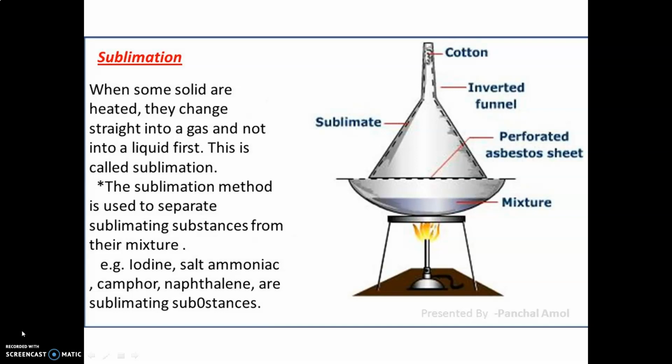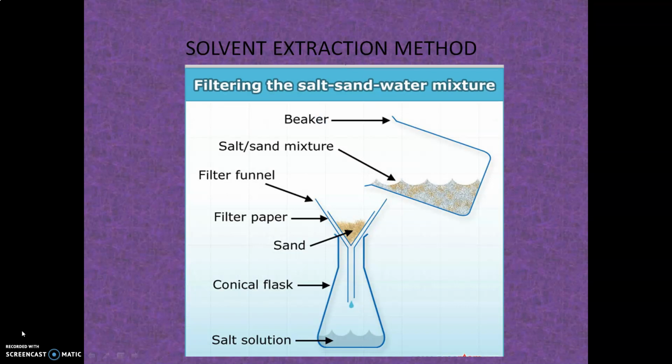There are various examples like iodine, ammonium chloride, camphor, naphthalene. These are the sublimating substances. Then the last method of separating a solid-solid mixture is the solvent extraction method.